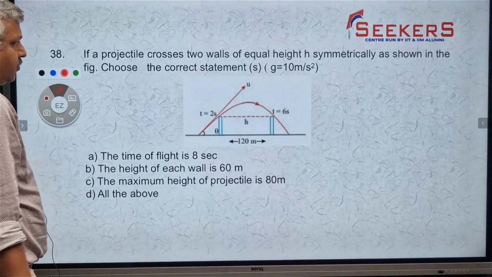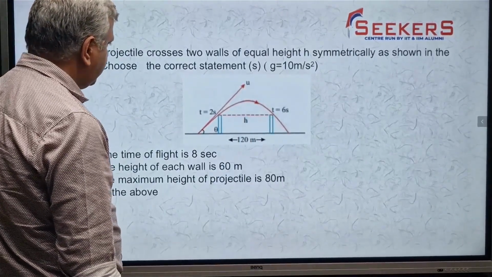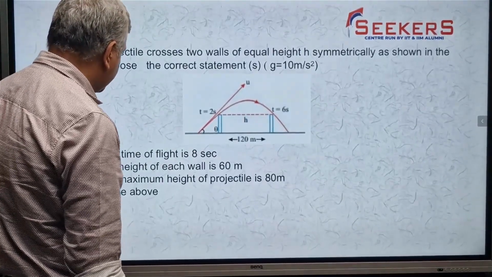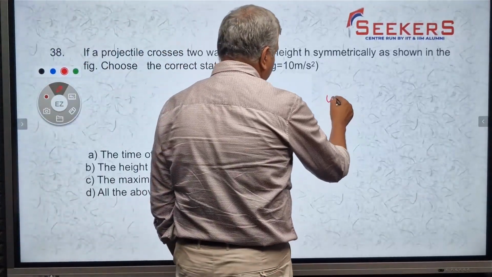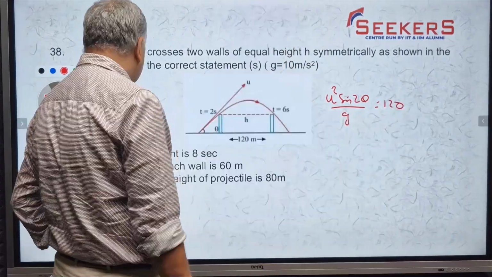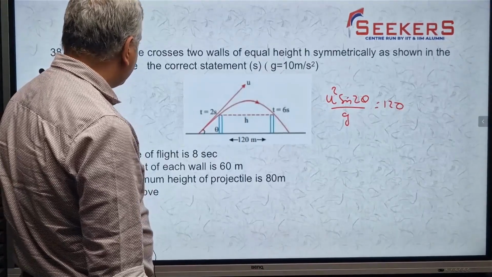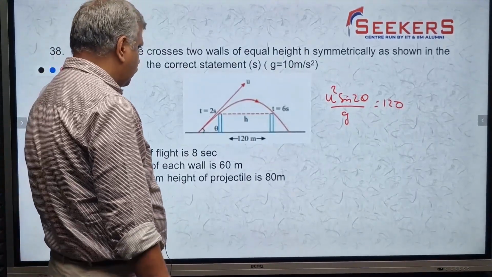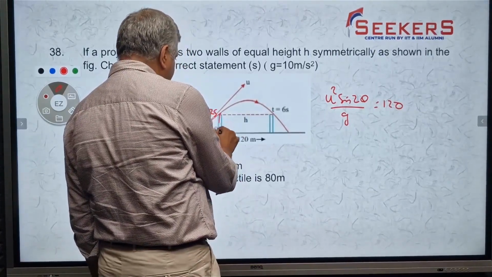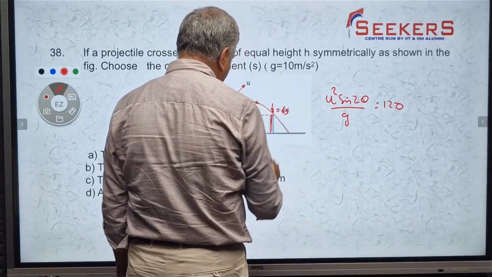If a projectile crosses two walls of equal height set symmetrically as shown in the figure, choose the correct statement. So if it is crossing two things, the time of flight is 8 seconds. So the range is 120. So u squared sine 2 theta by g is equal to 120. Then the height of each wall is 60. The maximum height of the projectile is 80. All of the above are true. So let us see how it is going to happen. Okay, so at t is equal to 2 seconds, it is crossing the first wall, and at t is equal to 6 seconds, it is crossing the next wall.